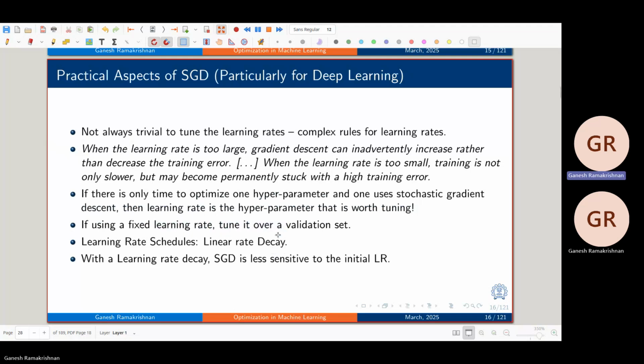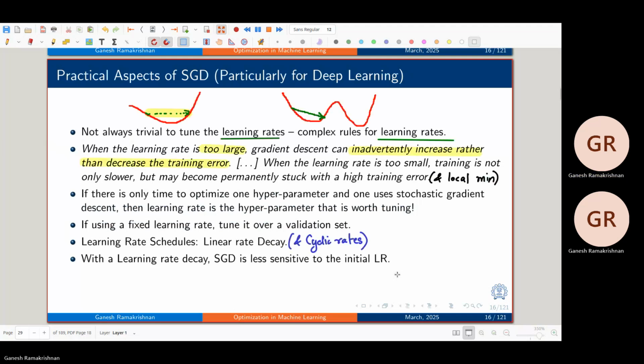Right? Of course, the same tricks. You can always tune it on the validation set, that still remains. But we look at slightly more sophisticated decay rules, etc. Somebody had a question. So there is one.